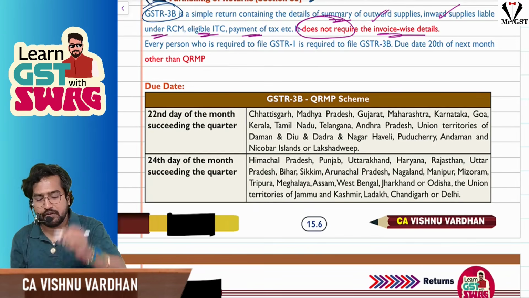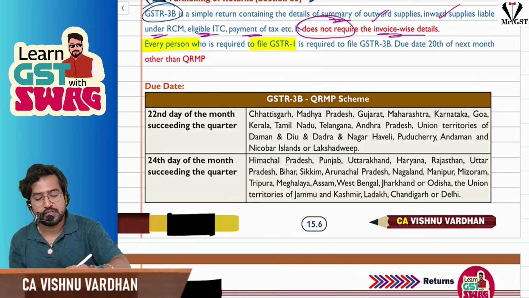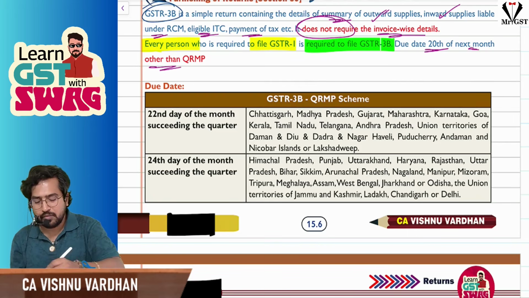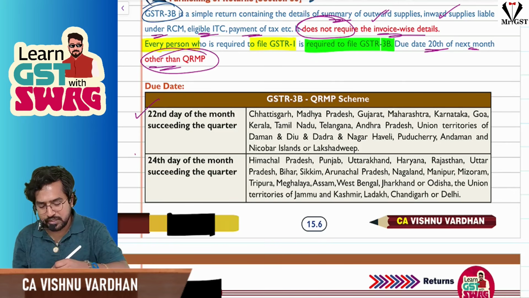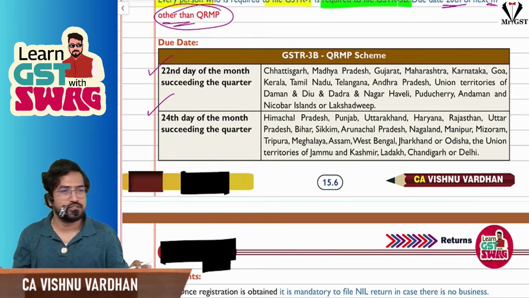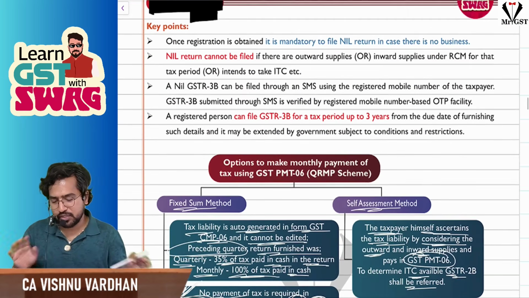Now, every person who is required to file GSTR 1 is also required to file GSTR 3B. Due dates, what are the due dates? QRMP, 22nd and 24th. These people we have met in the Indian map. Okay. Shall we continue? Right. So that you have understood. Key points also, I think you are already clear.